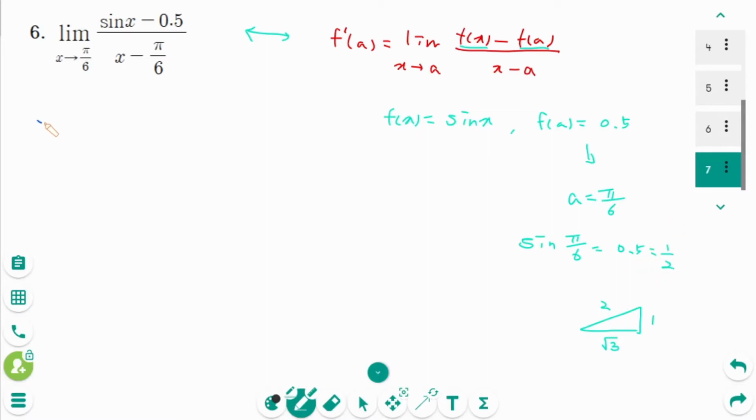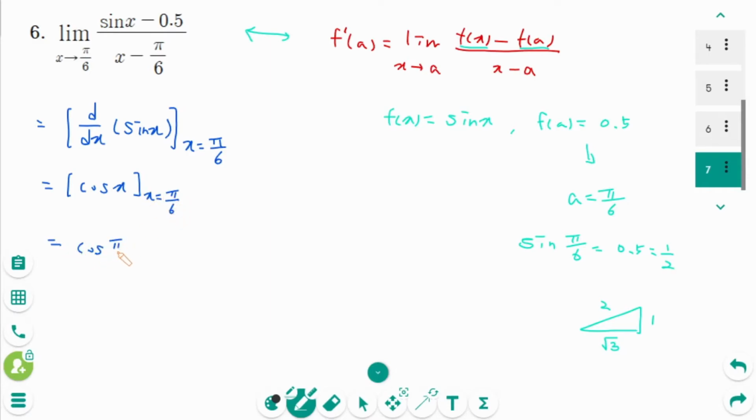Then back to the original, we can rewrite as d/dx of sine x when x equals pi over 6. Then sine x prime equals cosine x when x equals pi over 6. Then cosine pi over 6. Use the SOHCAHTOA. The answer is square root of 3 over 2.